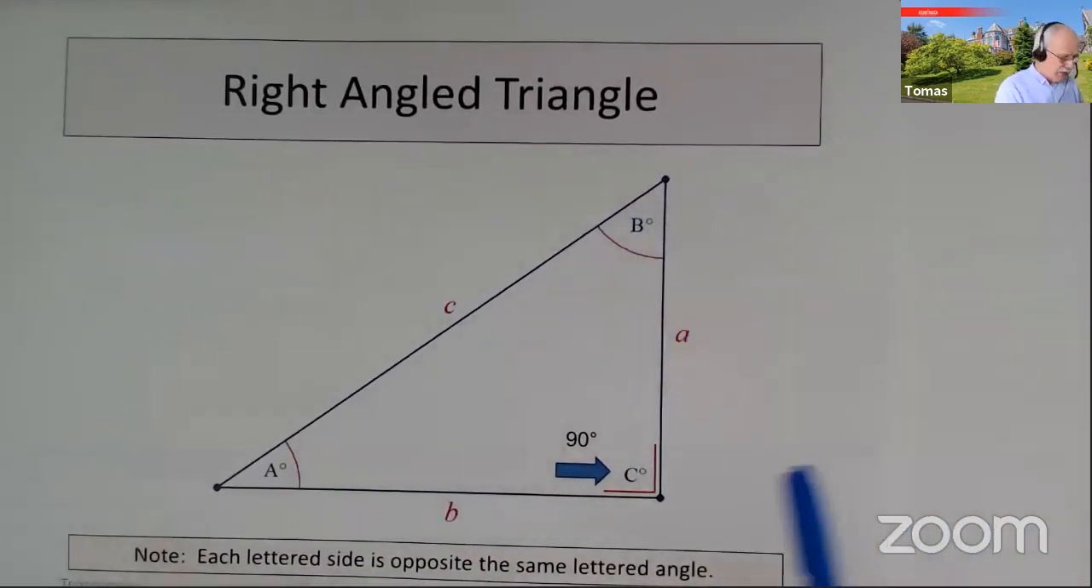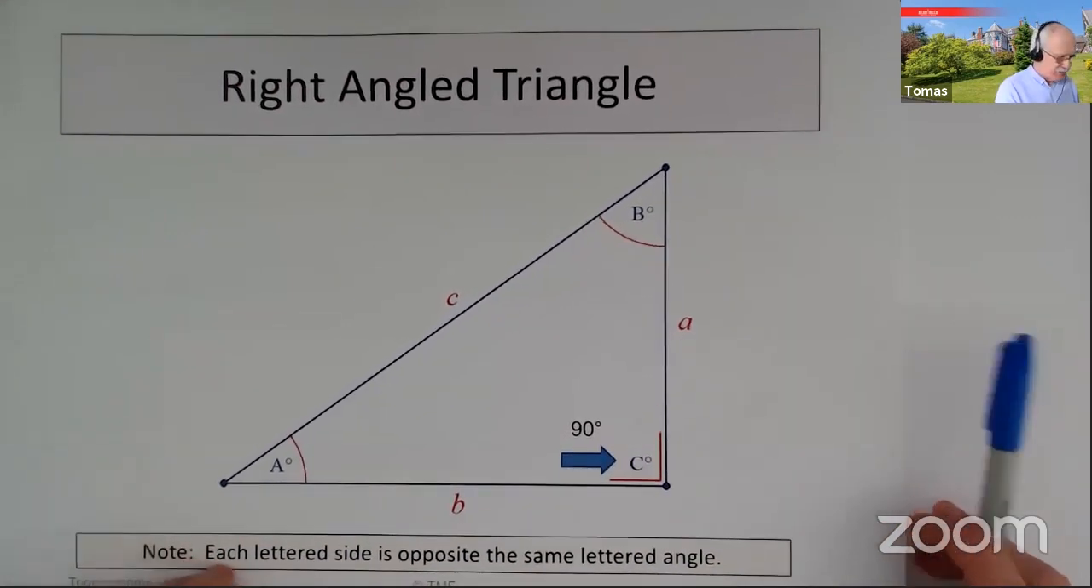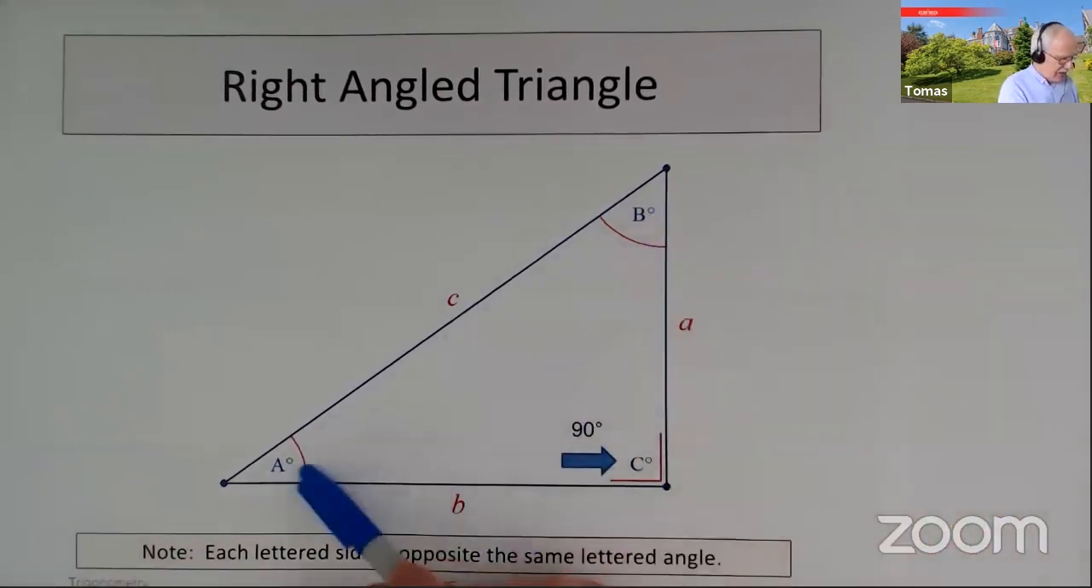This is a right-angled triangle. This is a 90 degree angle, the angle at the bottom there, the 90. And A, B, and C. And same again, A is opposite A, C opposite C, and B opposite B.